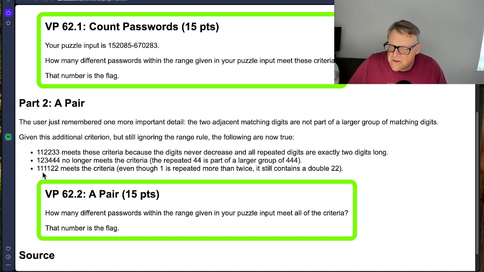This one meets the criteria because the 2 is a pair that isn't a member of a larger group, and it's okay if there are other groups. This is the one that fails because the only pair that exists is a part of a larger group. Okay, fair enough. So now you have that condition to implement as well. All right, that's all for that one.